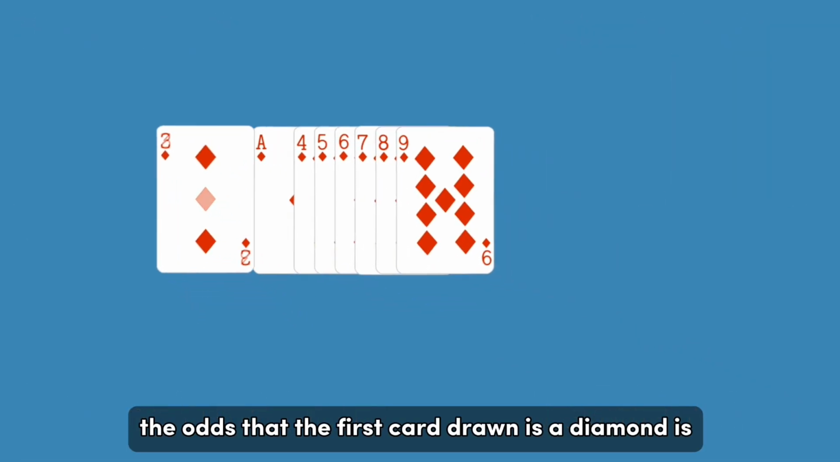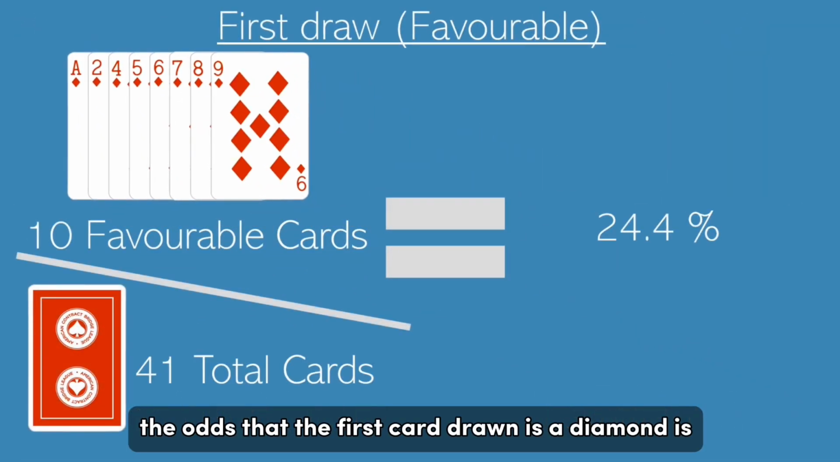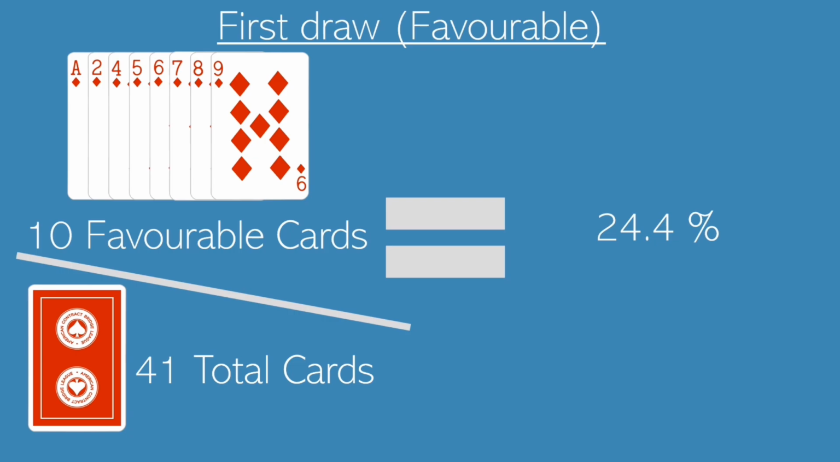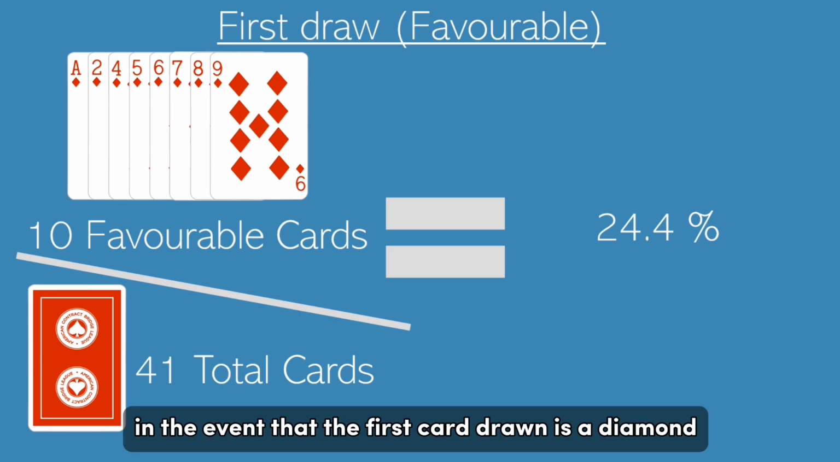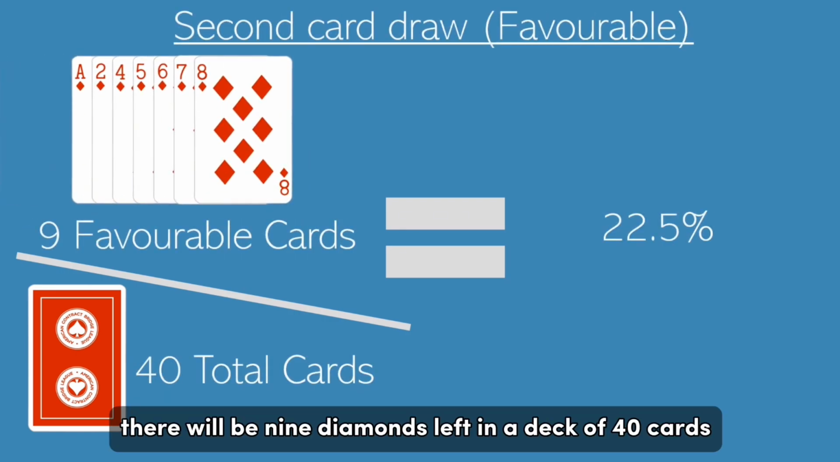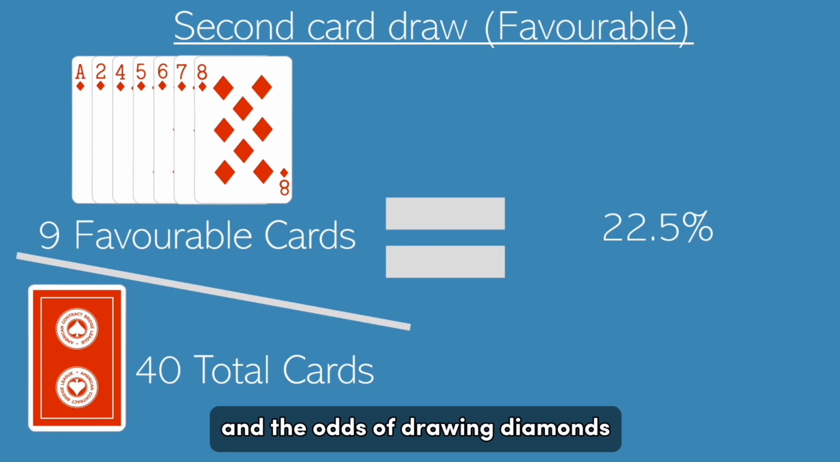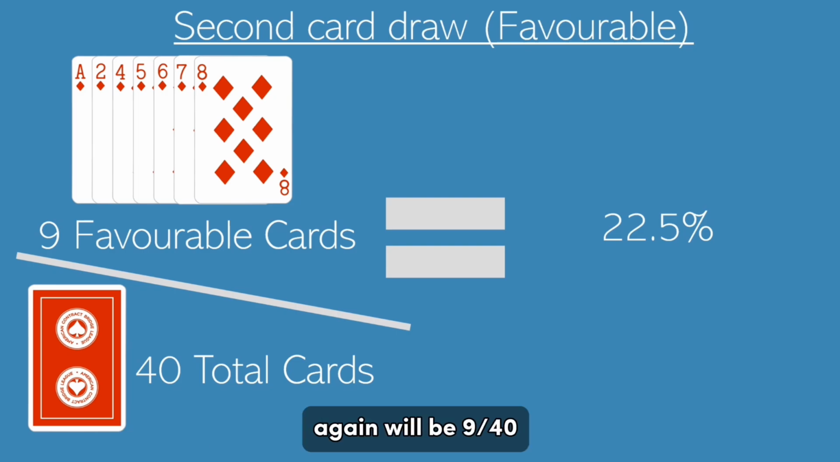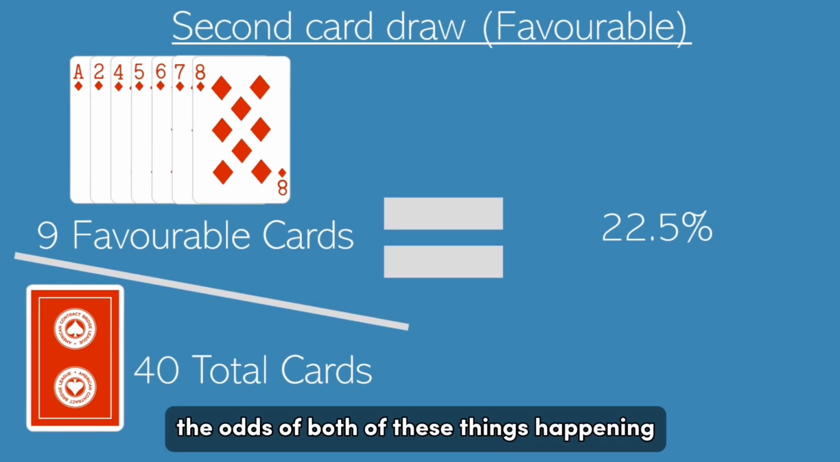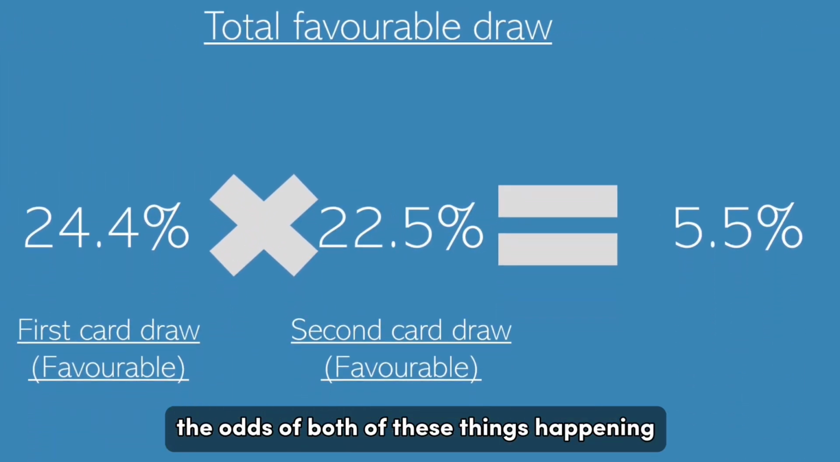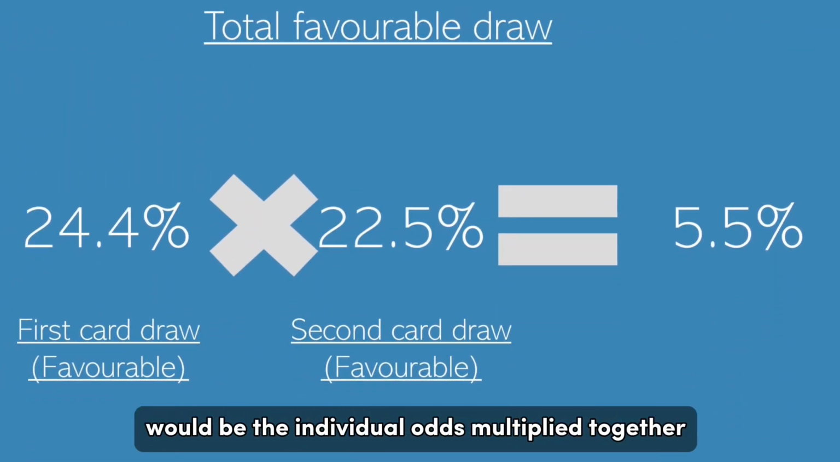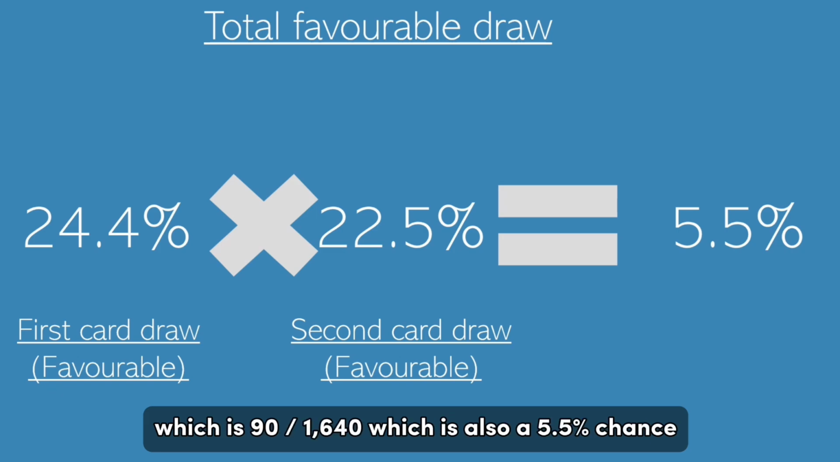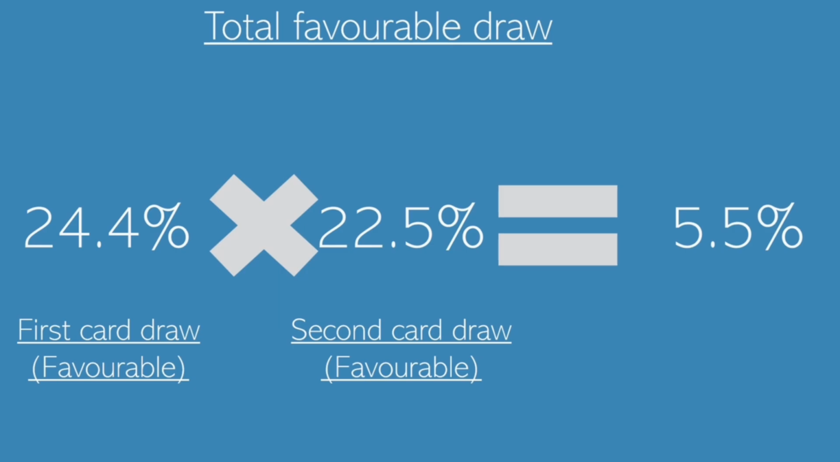The odds that the first card drawn is a diamond is 10/41. In the event that the first card drawn is a diamond, there will be 9 diamonds left in a deck of 40 cards, and the odds of drawing diamonds again will be 9/40. The odds of both of these things happening would be their individual odds multiplied together, which is 90/1640, which is also a 5.5% chance.